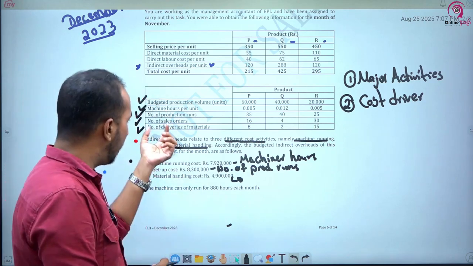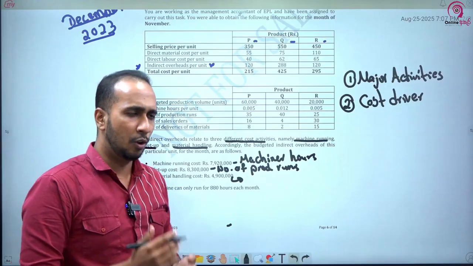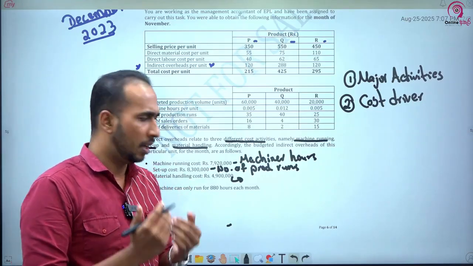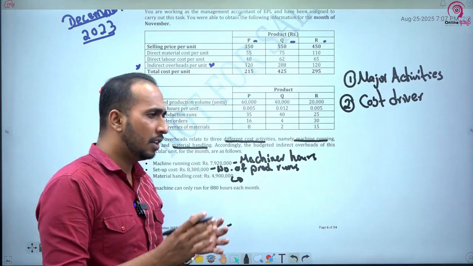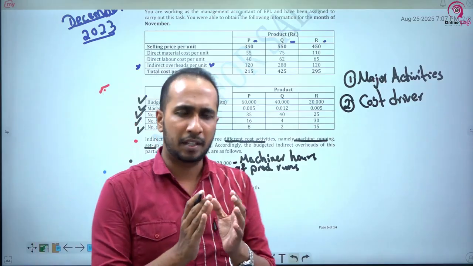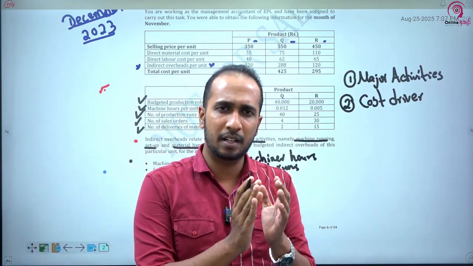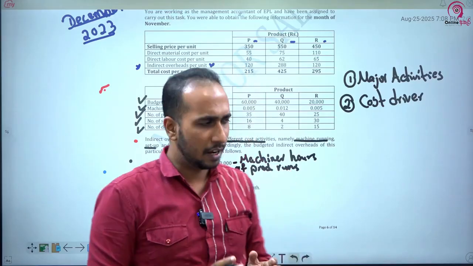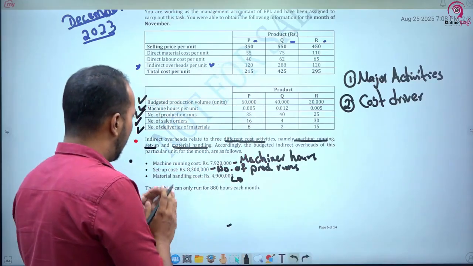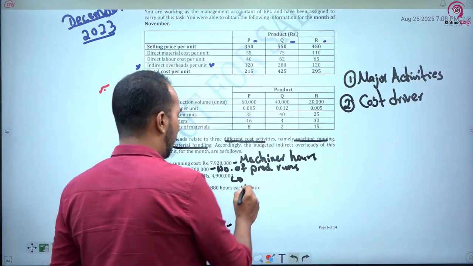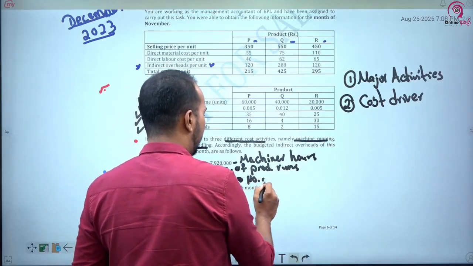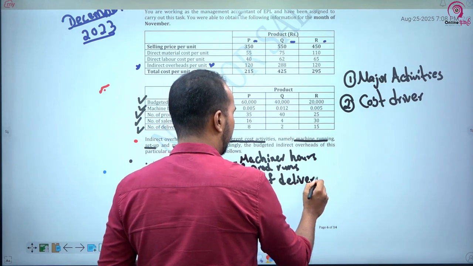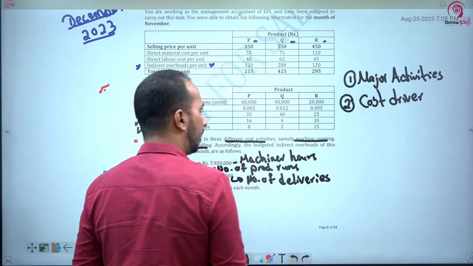But see, the number of deliveries of material. Whenever our number of material deliveries goes up, our material handling cost will go up, because material handling is dependent upon the number of material deliveries. So we can identify the number of deliveries of material as the cost driver.